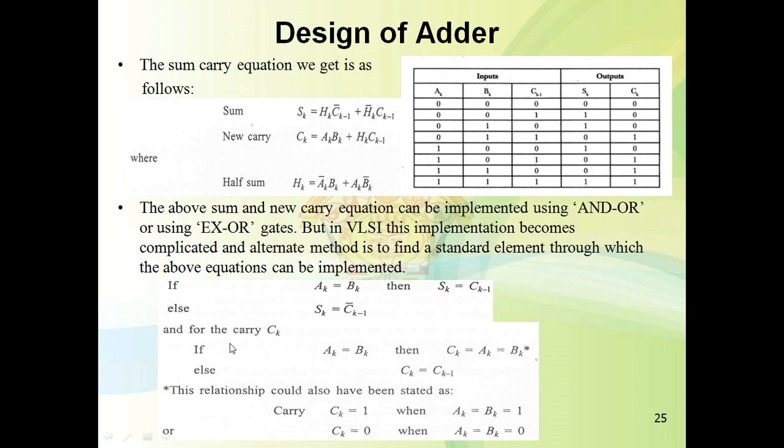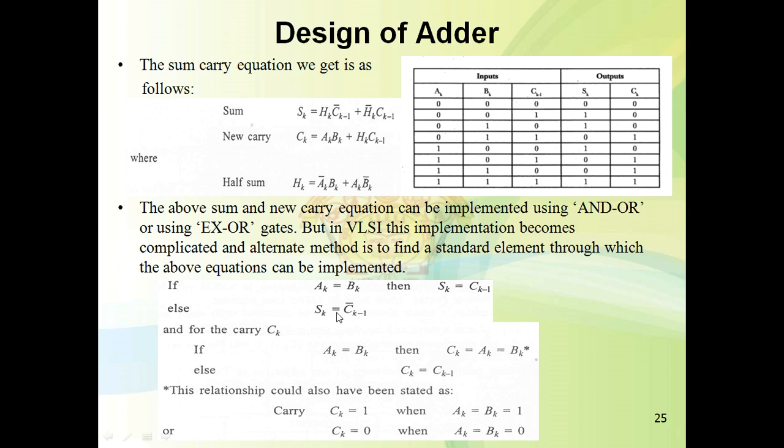So then what is the equation for carry? For carry, if ak is equal to bk, then ck is equal to ak, which is equal to bk, and else if ak is not equal to bk, then ck is equal to ck minus 1. Now you can observe here, for carry, if ak is equal to bk, then ck is equal to ak equal to bk.